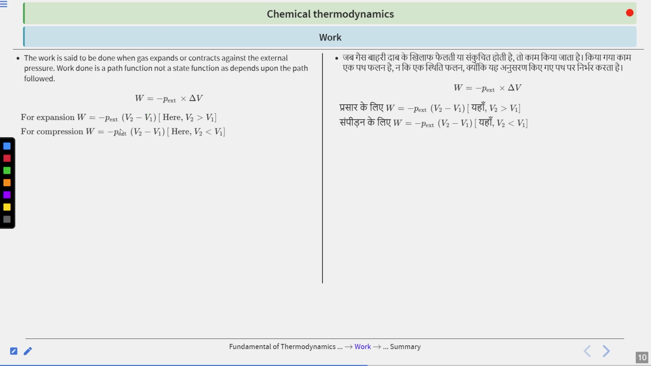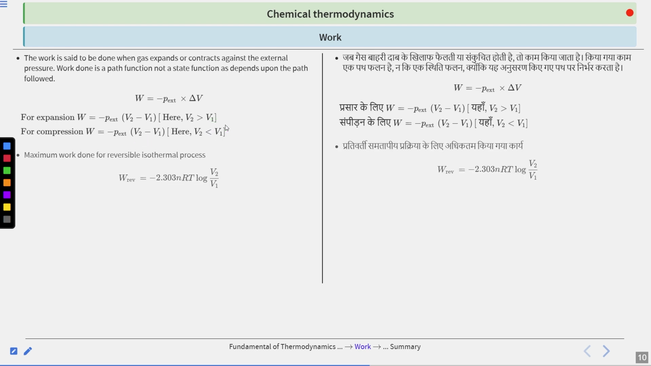Now for compression, the formula is the same, but the thing I want you to see is that for expansion, the system is doing the work, therefore the work done will be negative. But for compression, the work is done on the system, so it will be positive. So this was the irreversible process.